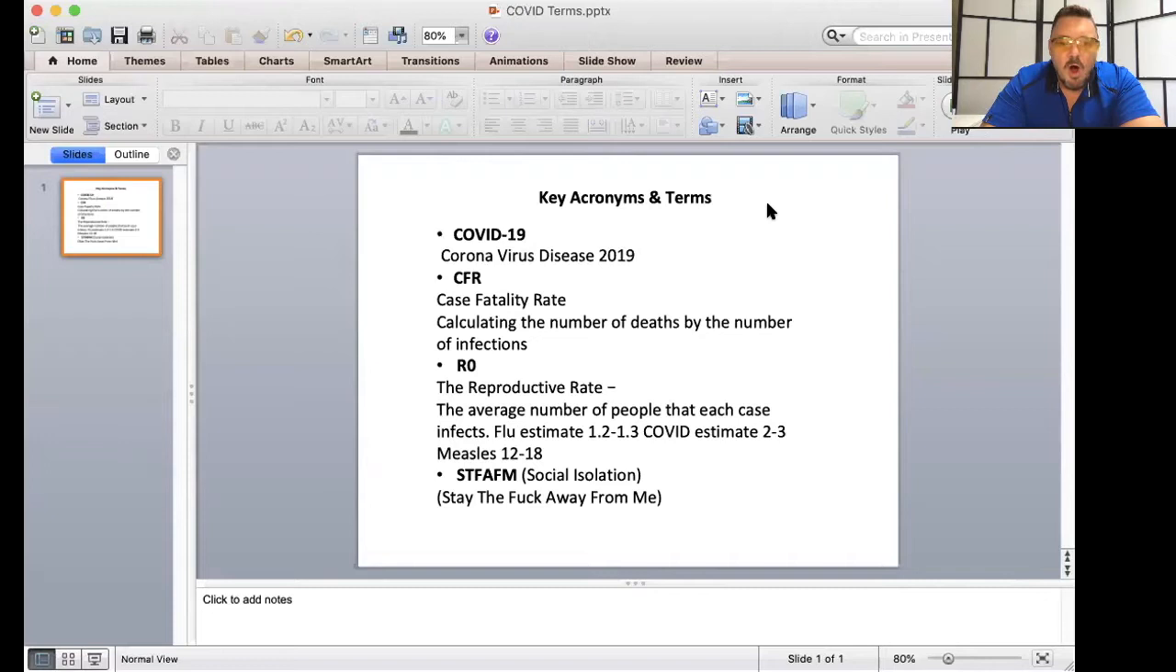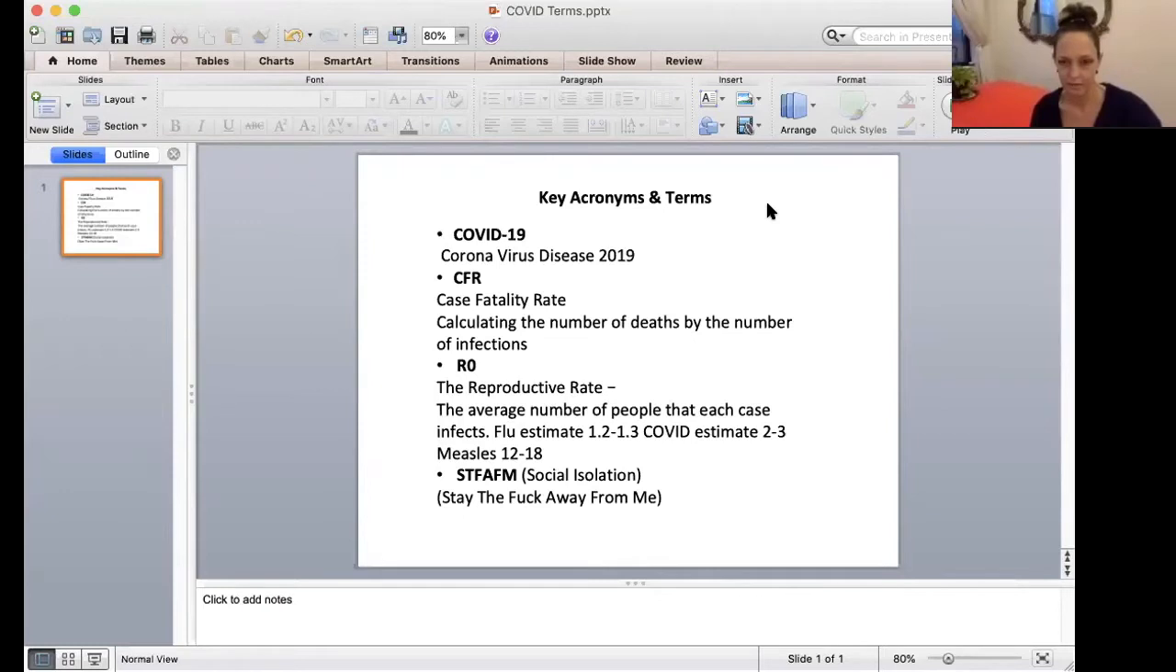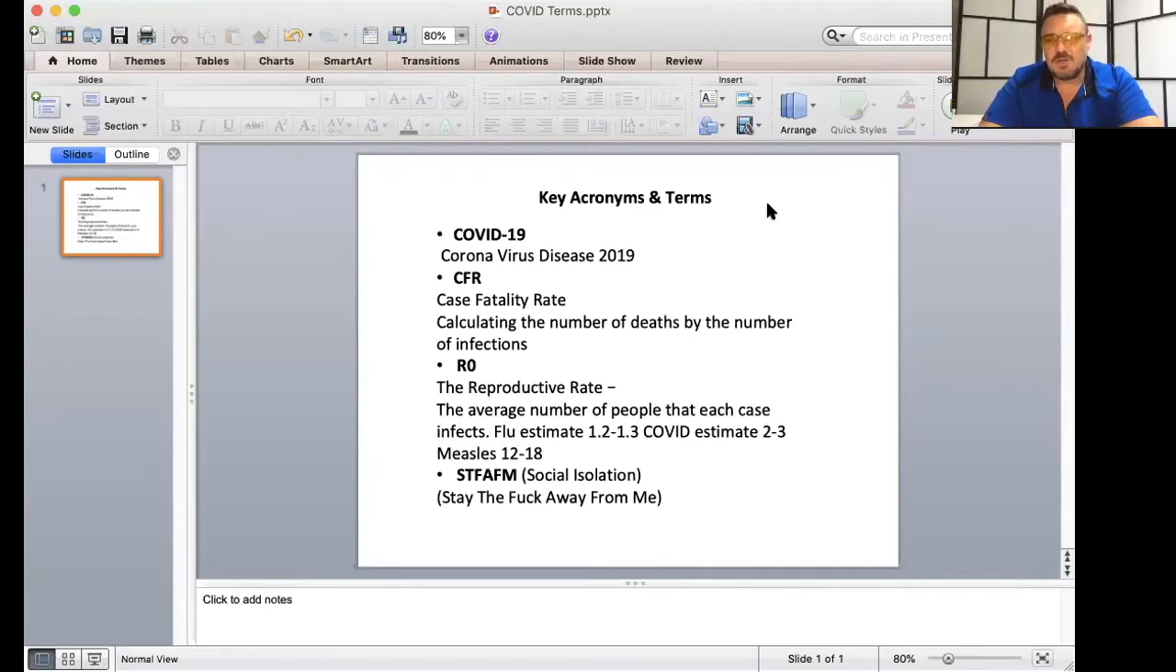The third one is the R0, that is the reproductive rate. That means for each person that gets the disease or the virus, how many other people will they infect? And obviously, the higher that number is, the more contagious it is. The estimate on the common flu or seasonal flu is between 1.2 and 1.3. The estimate for the COVID virus is between 2 and 3. So you can see it's much more infectious than a common flu. By the way, the common infection rate for measles is 12 to 18. So holy shit, man. If you manage to avoid getting the measles, good for you.